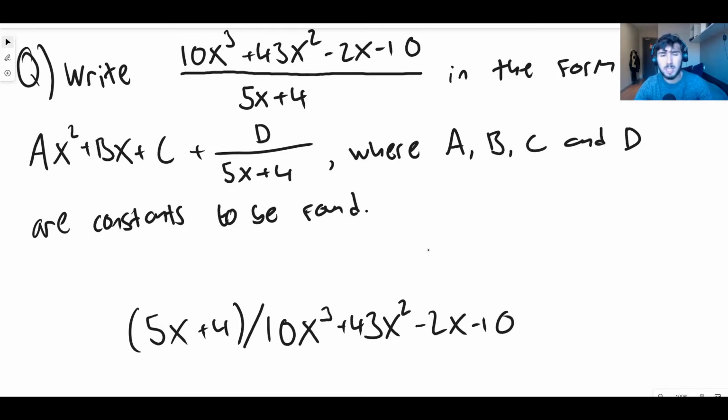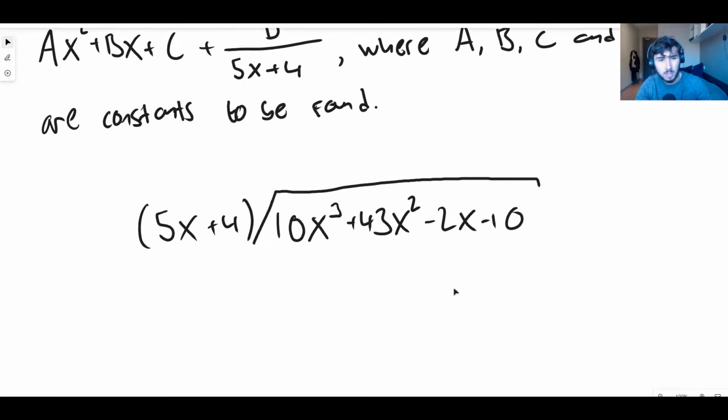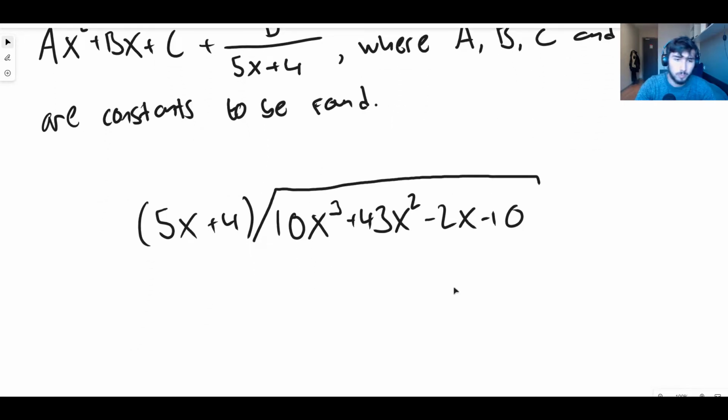Remember, if it was missing, let's say, an x term, you'd have to write 0x. If it was missing an x squared, you'd have to write plus 0x squared, right? You can't just ignore the term. You have to say that there's 0 many x squareds, x cubeds, x's, whatever. But we don't need to do that. Okay, so let's just begin.